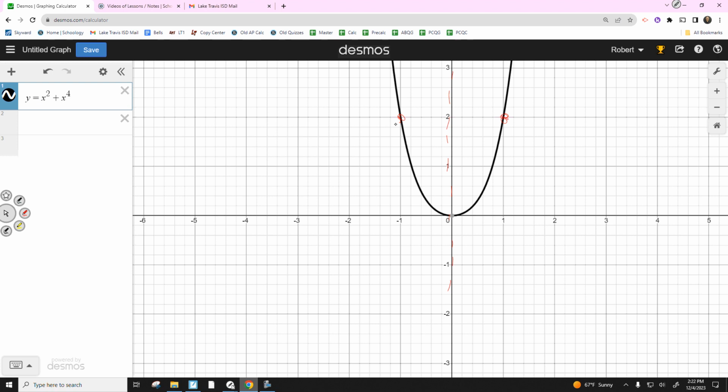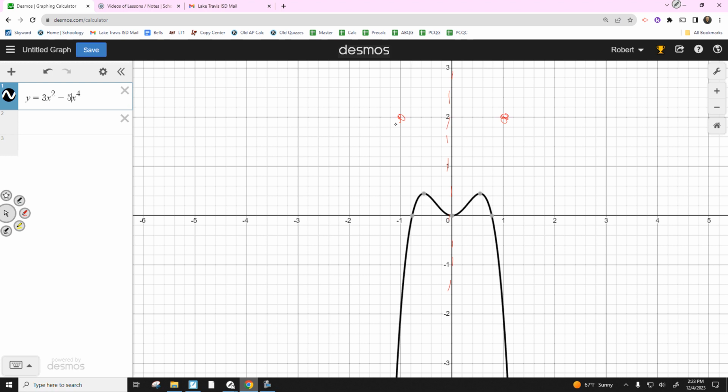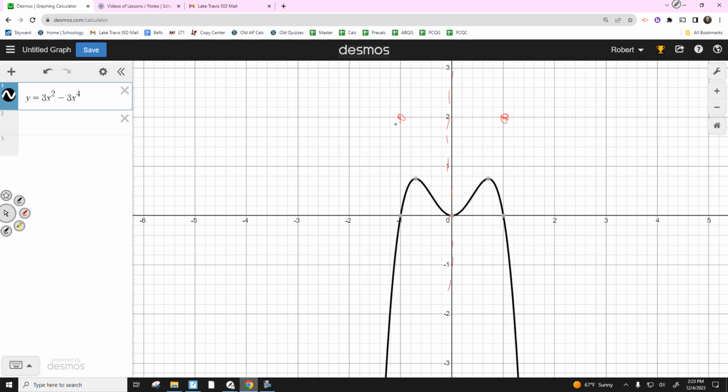If I put a 3 in front of x squared, that's an odd coefficient. Is that going to change the symmetry, or are we still going to be even? You're correct. We're still even. What if I put a 3 in front of this? Still even. What if it's a negative? Still even. What if I add 2 to this function?